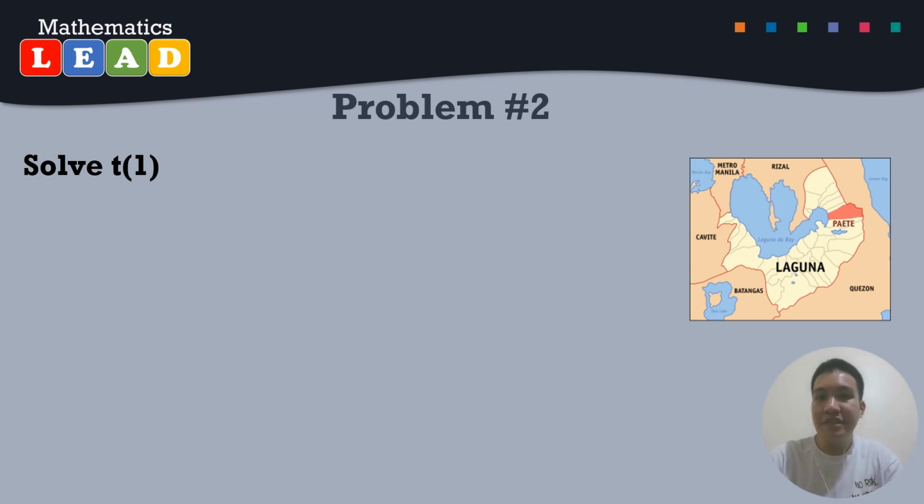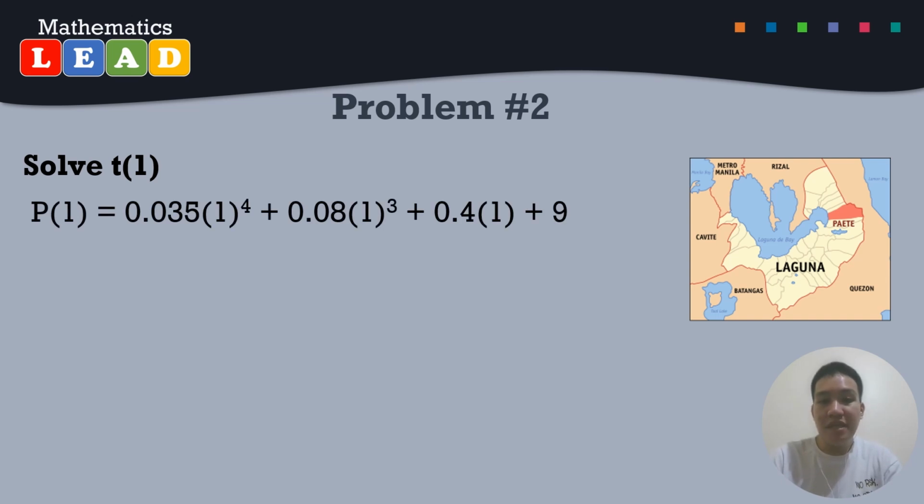For the year 2017, we will solve P of 1 to determine what will be the population of Paite after 1 year. We will substitute t as 1, where 0.035 times 1 raised to the 4th power plus 0.08 times 1 cubed plus 0.4 times 1 plus 9.